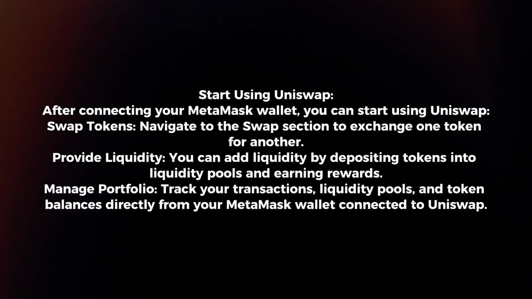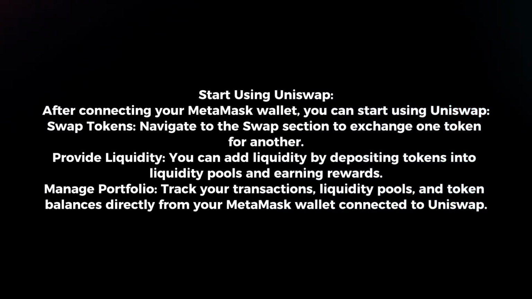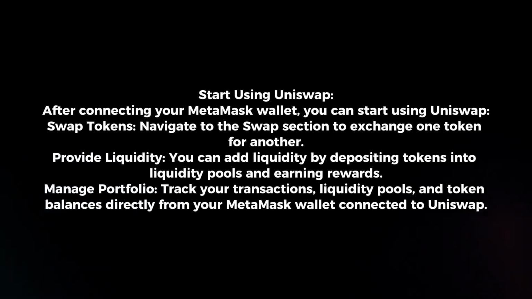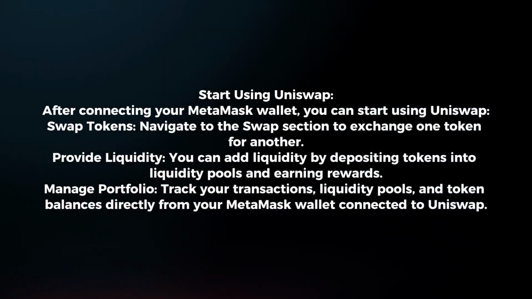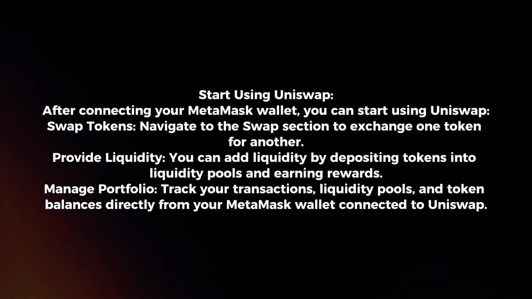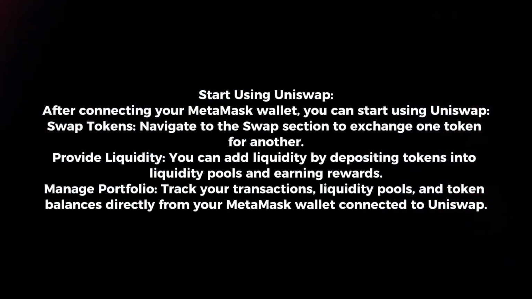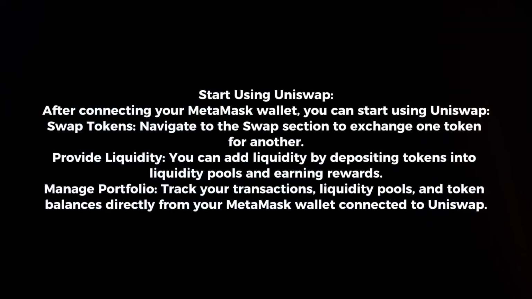Start using Uniswap. After connecting your MetaMask wallet, you can start using Uniswap. Swap tokens. Navigate to the swap section to exchange one token for another. Provide liquidity. You can add liquidity by depositing tokens into liquidity pools and earning rewards. Manage portfolio. Track your transactions, liquidity pools, and token balances directly from your MetaMask wallet connected to Uniswap.